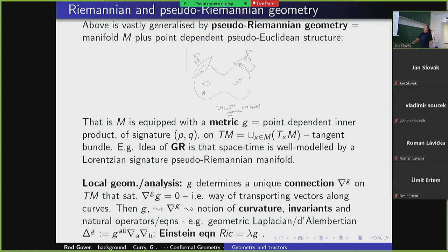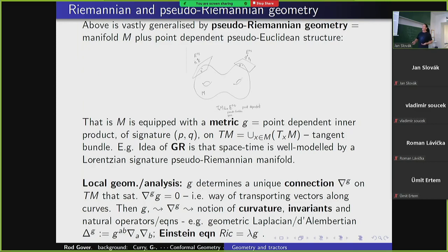And then from the connection, so you've got the metric determining the Levi-Civita connection, and then there's a notion of curvature, as usual, from the formula for the curvature, and then you get invariance and so on. And so in Riemannian or pseudo-Riemannian geometry, we often call this the Ricci calculus, and because it's all historically well known, we think of that as easy.